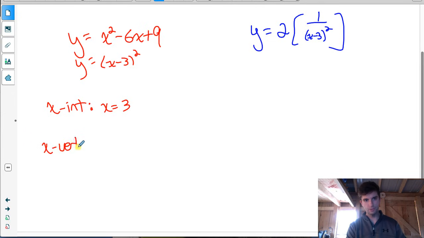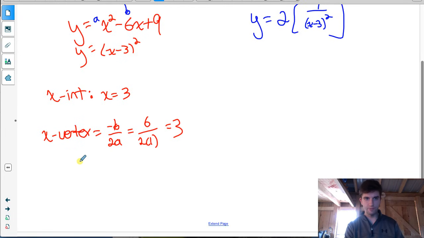And if I want the x-coordinate of the vertex, now this is in vertex form, so I know it's at 3. But if we were to use that same negative b over 2a trick, a is 1, b is -6, I would get 6 over 2 times 1, that's 3. Notice the x-intercept and the vertex are the same, so its vertex actually lands on the x-intercept. That's why this quadratic only has one x-intercept.